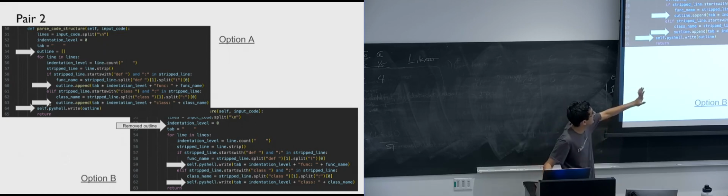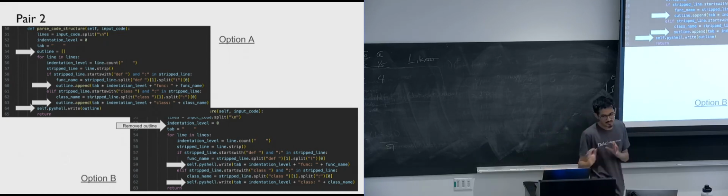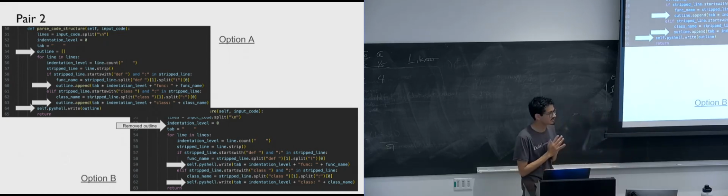I also think option A is better, but the reason I was thinking here is that I think a lot of people actually have something similar to this. The main thing in option B here is that we have a call to self.pyshell.write for basically every single line that has a def, a function definition or a class definition. Okay, so say we have a really big file with like 10,000 functions. We would have 10,000 different calls to self.pyshell.write, okay?